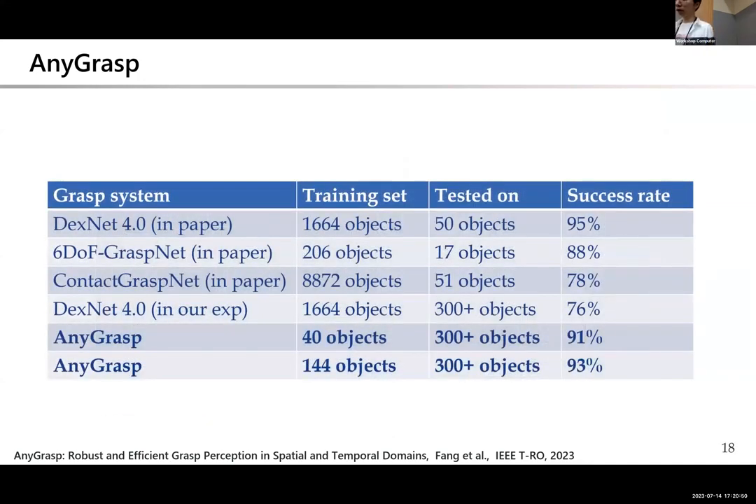And here I show a table comparing our results with previous methods. You can see that, for example, although DexNet and Contact GraspNet were trained on over thousands of objects, they were just tested on 50 objects and show a success rate of about 95% or 78%. But when we reproduce them in our experiments and test them on over 300 objects, you can see that DexNet can only achieve about 76%, while our method can achieve over 90% success rate.